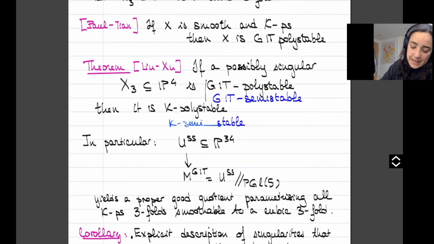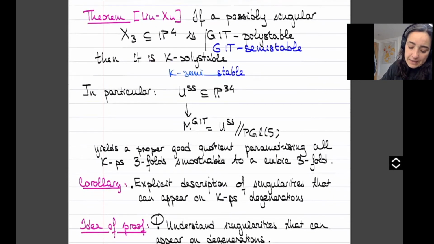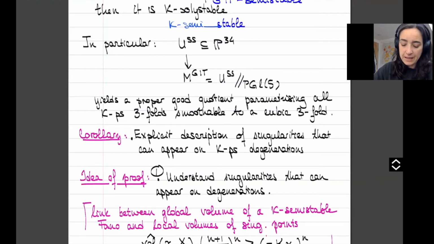So in particular, you obtain a description of, or you obtain a good quotient that parameterizes all K-polystable threefolds that are smoothable to a cubic threefold. And you get an explicit description of singularities that can appear on K-polystable degenerations of cubic threefolds. And the idea of the proof is to understand the singularities that can appear on degeneration.